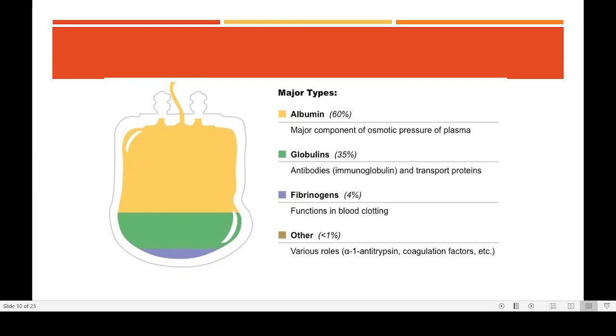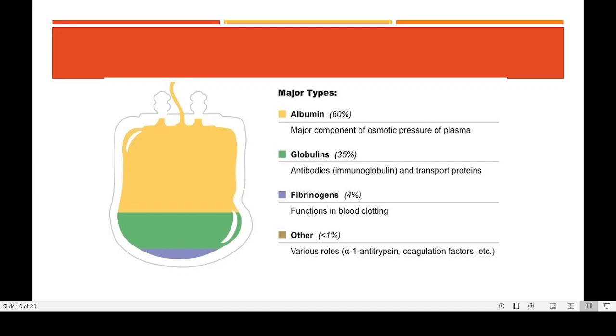It is because of the presence of albumin in the blood that the normal osmotic pressure inside the blood can be maintained. Second type is known by the name globulin. Globulin accounts for 35% of the total protein. That is responsible for transport of different types of substances, and globulin is acting as a carrier molecule. Earlier I told you some of the hormones needed a carrier molecule to travel in different parts of the body. So that function is provided by globulin.